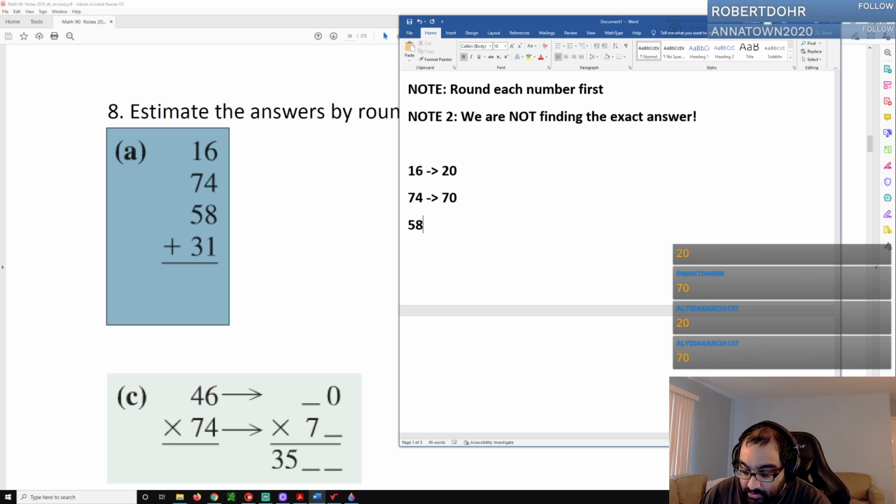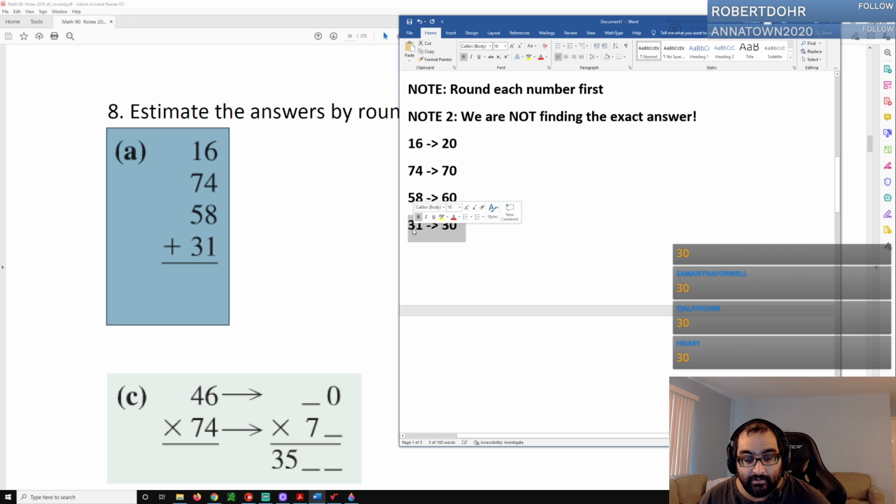How about this next one here, 58? All right. 60 is spot on. Very good. And how about 31? Move that up one there. 30. Yes. Good. All right. So far, so good. Very, very good. I'm liking where this is going.